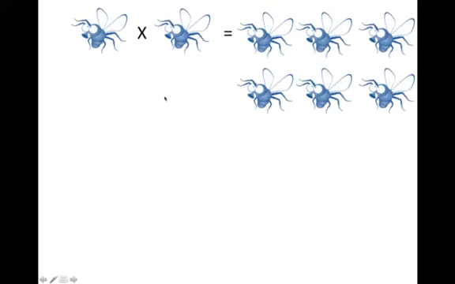Okay, so we do some crosses. In this case, we'll say a blue against a blue, and we get all blue. And then our question is, does this cross tell us whether blue is dominant or orange is dominant? What we want to think through is, is this consistent with blue being dominant? And is it consistent with blue being recessive?